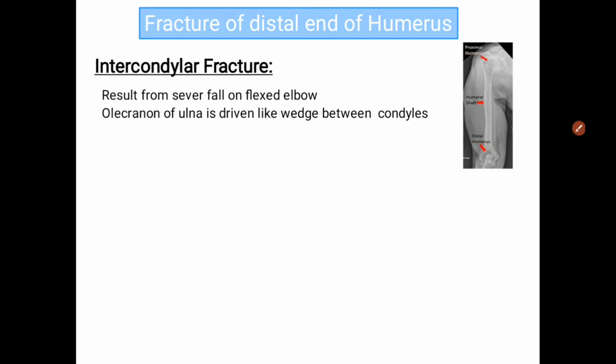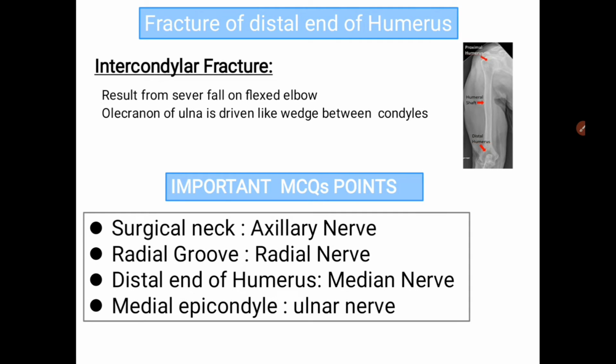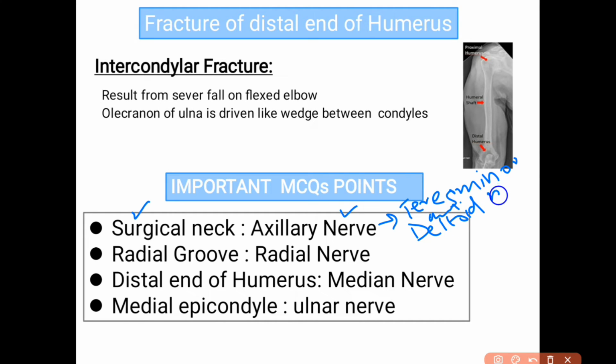Okay, let me discuss some important points that are usually a part of your MCQ exams, your MLE exams, and other types of exams. First one is, if the surgical neck of humerus is fractured, then there will be an injury to the axillary nerve. If the axillary nerve is injured, then the teres minor and deltoid muscles become atrophied and can't perform their function properly.